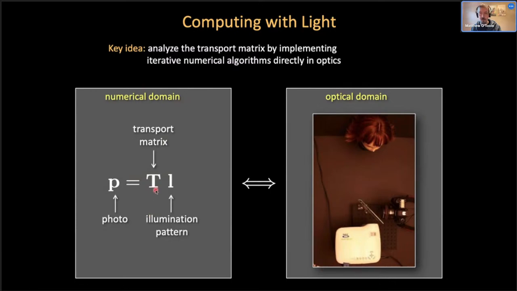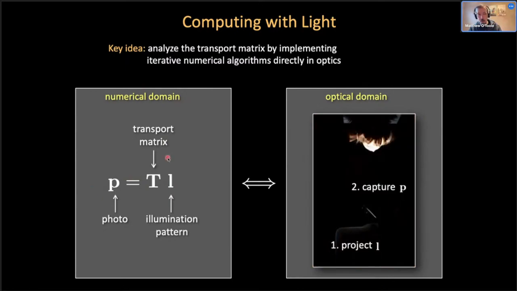We have a matrix T, which is our large matrix that we can't store directly in general. We have a vector L, which describes what kind of projector patterns are going to be sent out into the scene. And we have a photo P that will measure the light that comes back in response. This is what we're evaluating every time we illuminate the scene and capture a photo. We're basically evaluating the result of a matrix-vector multiplication.